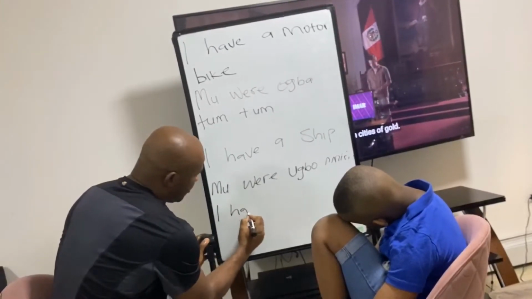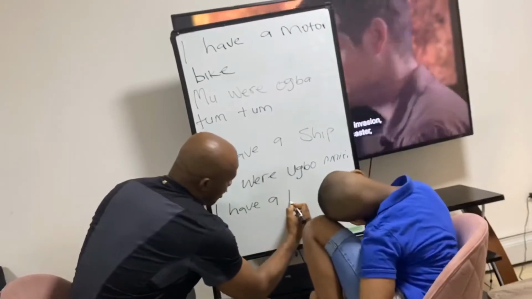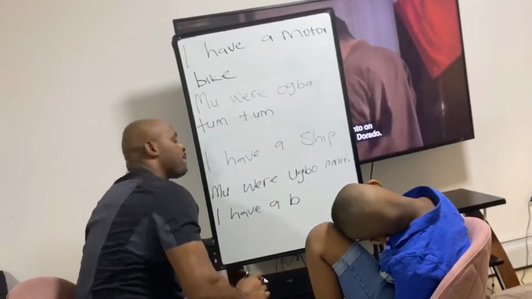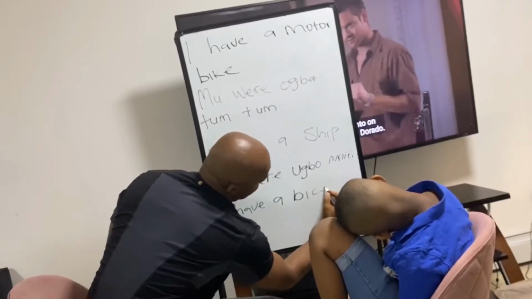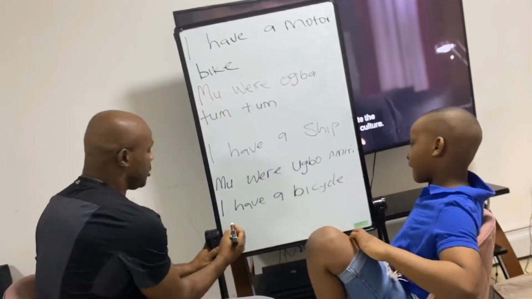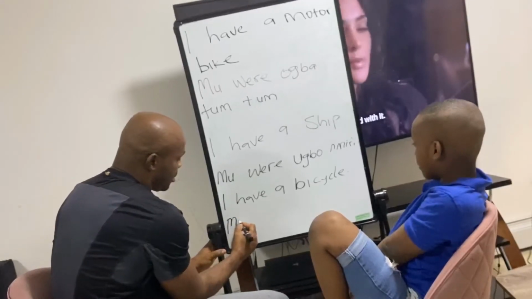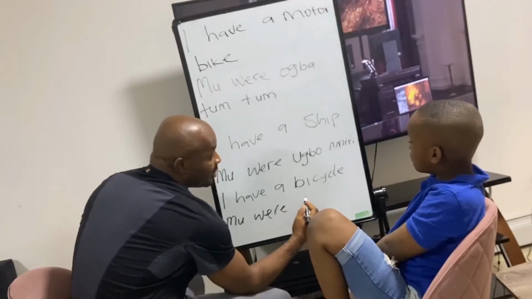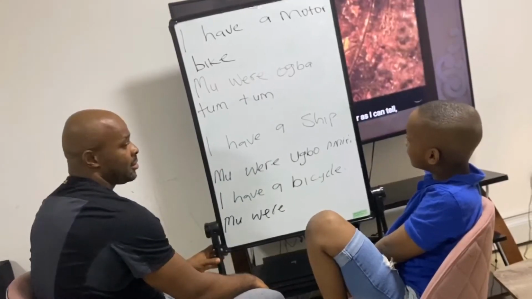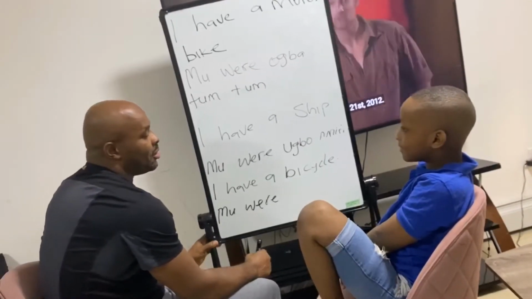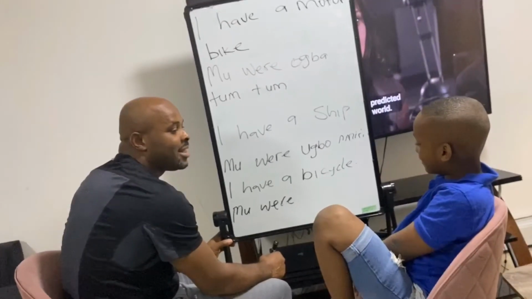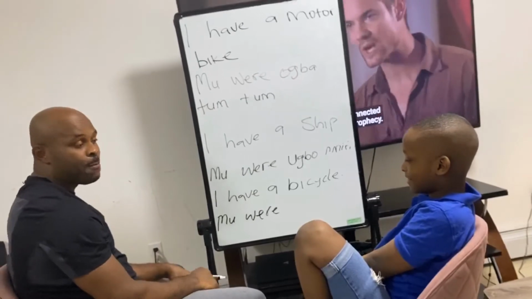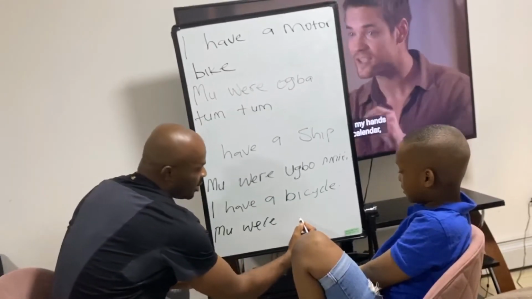I have a bicycle. Can you tell me what it means? Mo were obo. No. Oba. No. What does bicycle mean? Igwe. Mo were igwe.